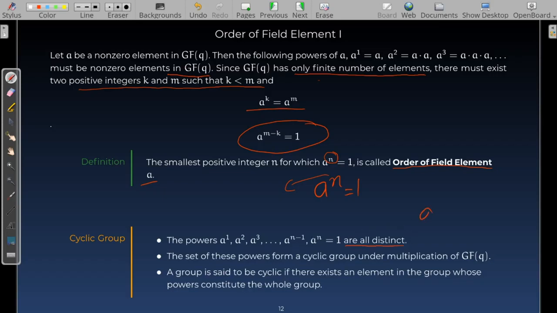And after that, if you take a to the power n plus 1, you are simply getting a, and a to the power n plus 2 is simply a square. So it is again going to repeat itself, right? So using this a, you can form a cyclic group under multiplication of GF(q). And we say a group is cyclic when each and every element of that group can be produced using only one element.